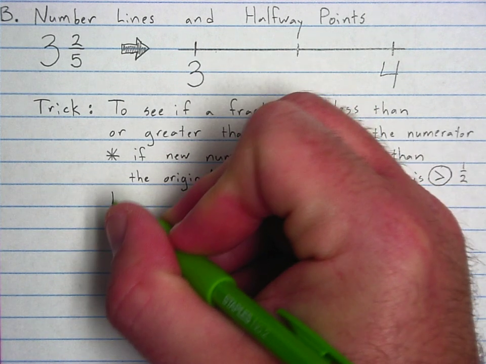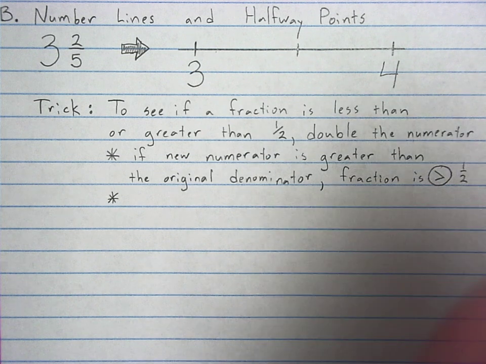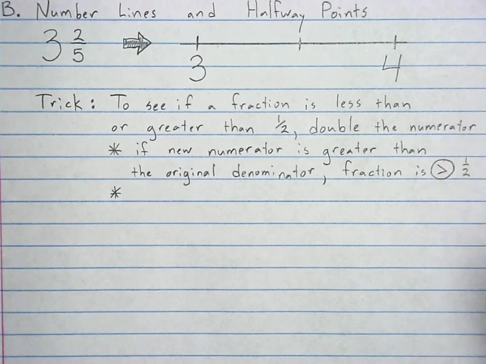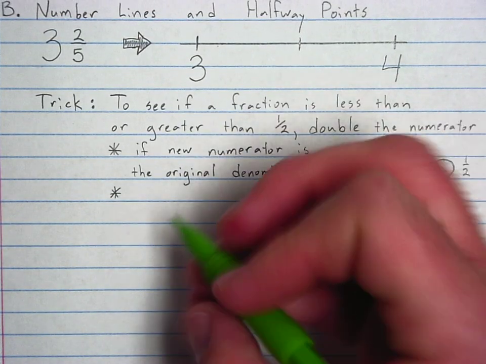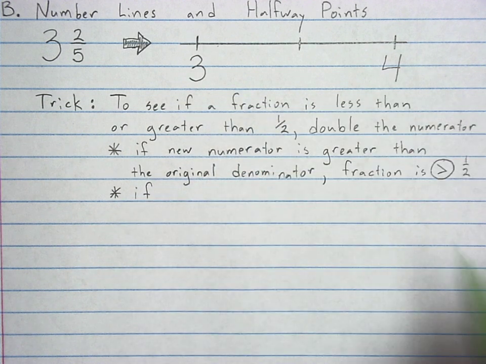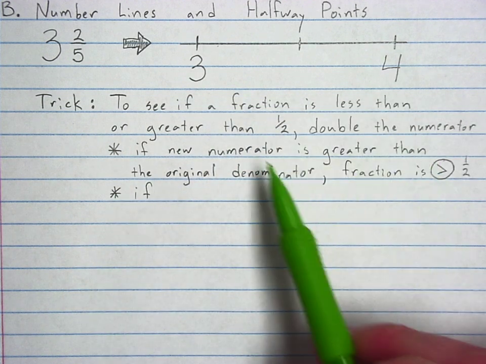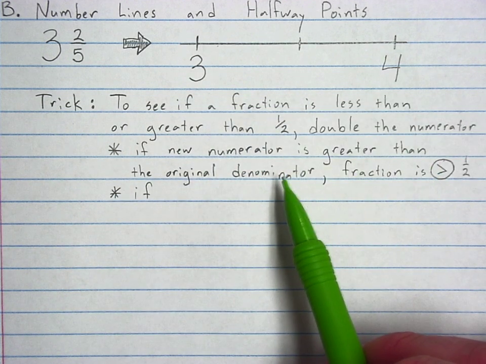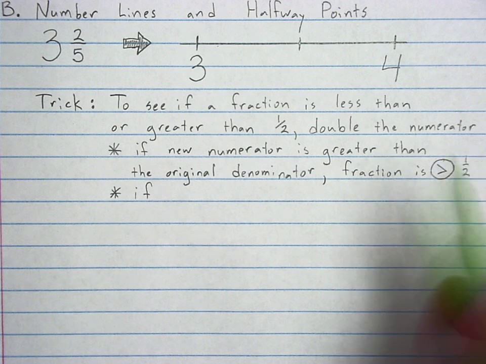I didn't say that quite right, so that probably didn't make a lot of sense yet. Let's write this last piece down and I'll show you a demonstration or two. Okay? All right, so if the new numerator is greater than the original denominator, your fraction is greater than 1/2.